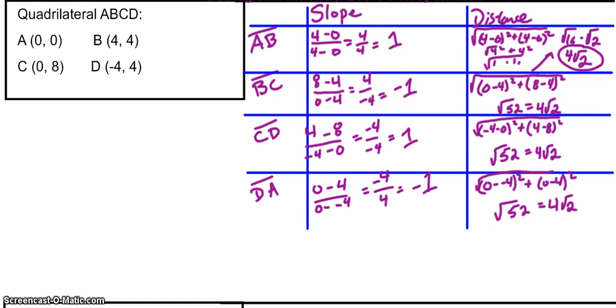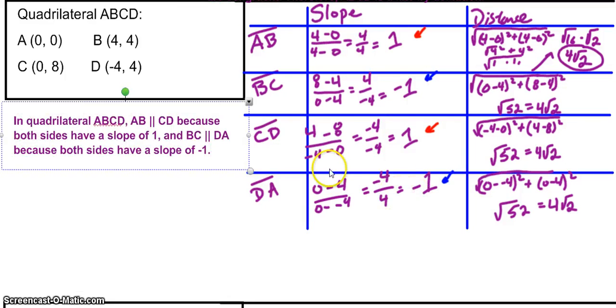Now as we start to analyze these numbers, first take a look at the slopes and look for parallel lines. Are there any parallel lines? Well, there are. When we take a look at slope AB and CD, those have the same exact slope, so they're parallel. Same thing with BC and DA. Those have the same slope of -1, so those are going to be parallel. Let's jot that down at the bottom.